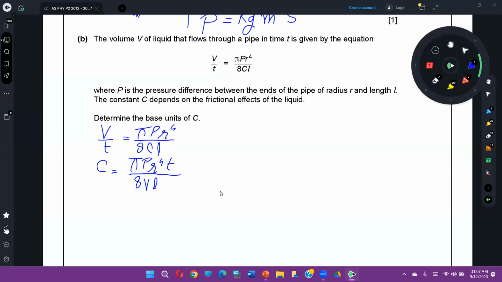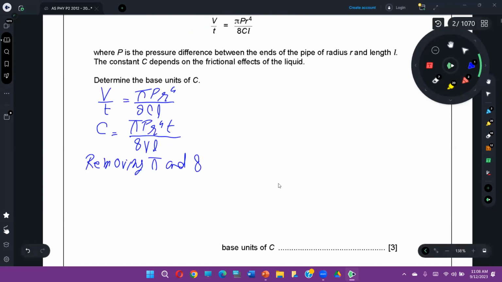Now let me know what should I do? Should I keep pi and 8 or should I remove pi and 8? Okay, now I'm telling the examiner that I'm removing pi and 8. Can you tell me why we are not considering pi and 8? They are number constants, and as a number, they do not have a unit.